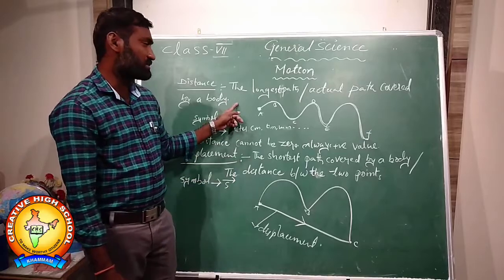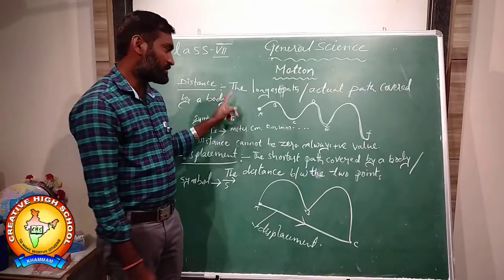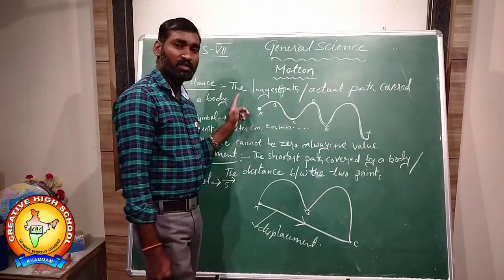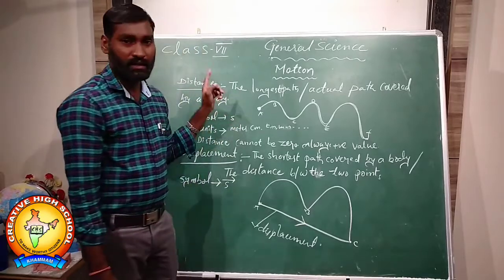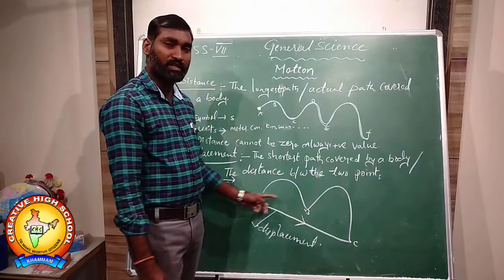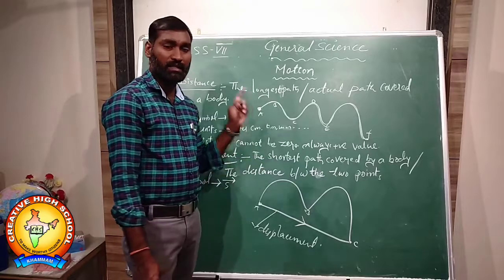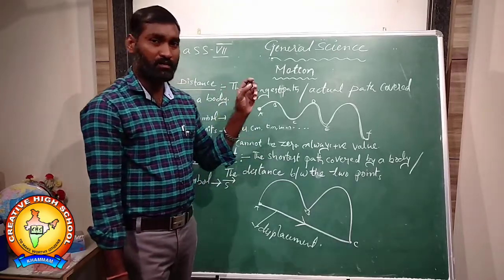So 10 kilometers: 10 is the magnitude, kilometer is the unit, but it doesn't show any direction. So 10 kilometers moving in each direction. In each direction the vehicle moves with 10 km per hour.